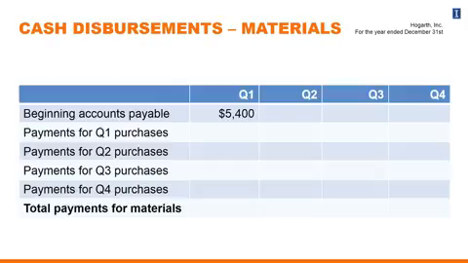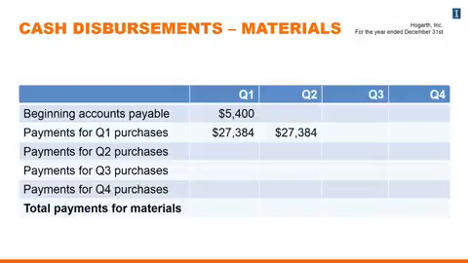At the beginning of quarter one of the current year, Hogarth has a beginning accounts payable balance of $5,400. These pertain to purchases that were made in the previous year but have not yet been paid. When we created the direct materials budget, we looked at the material needs in each quarter and projected how much we would be purchasing in terms of materials and in costs of those materials in each quarter.